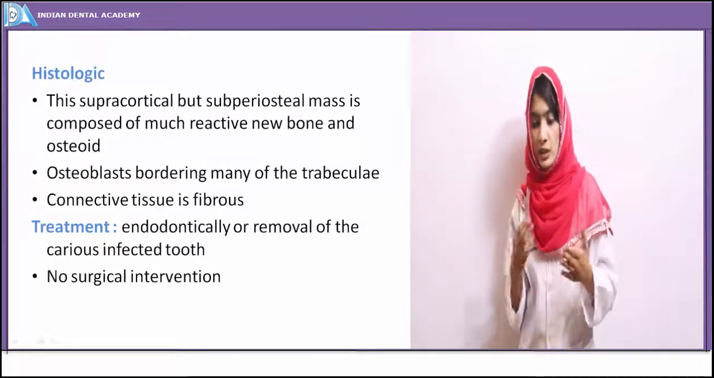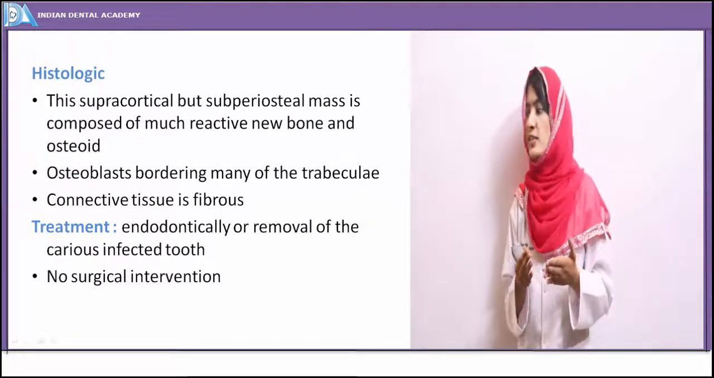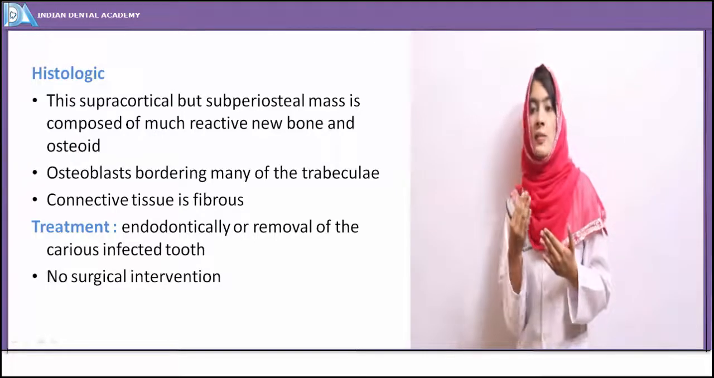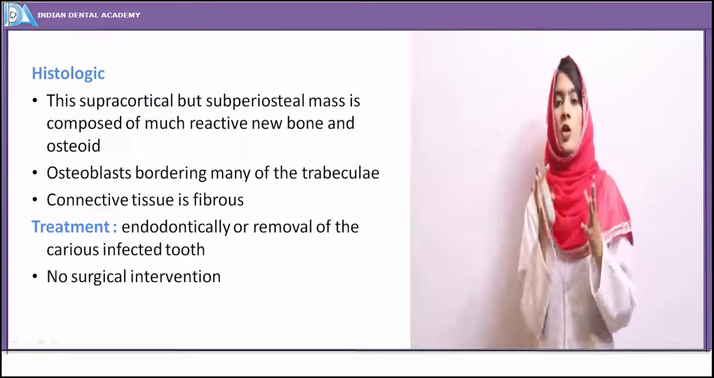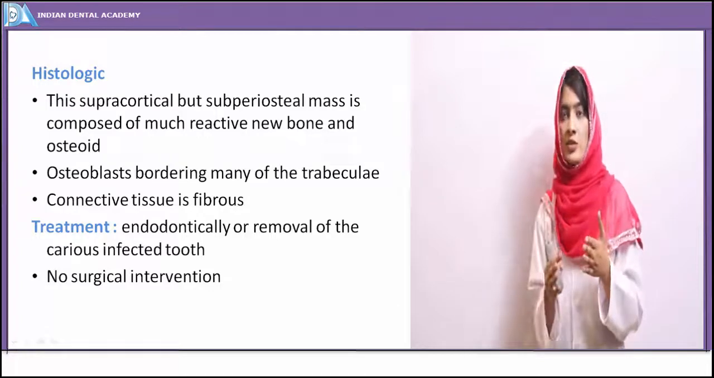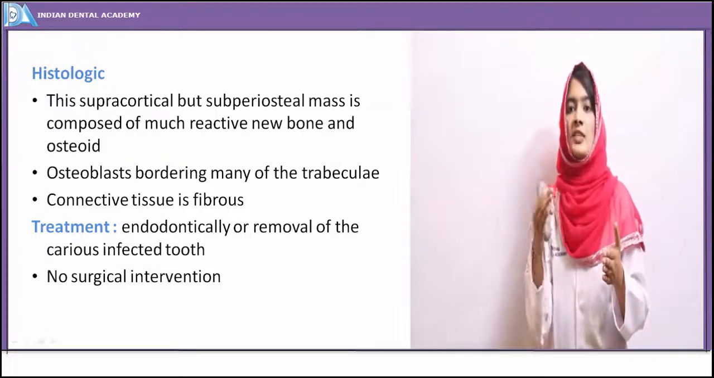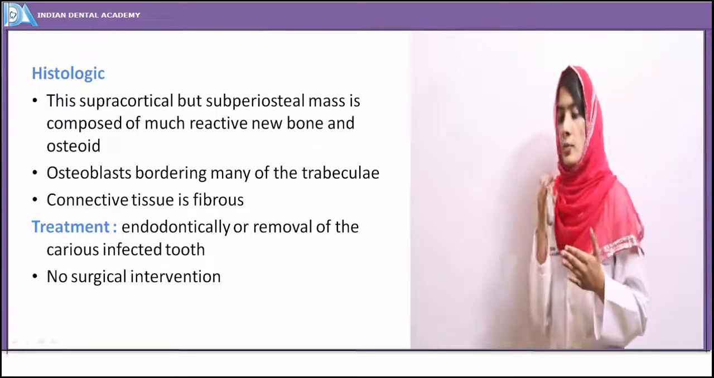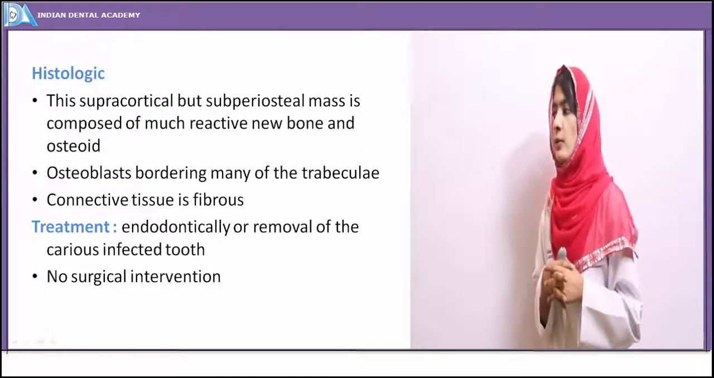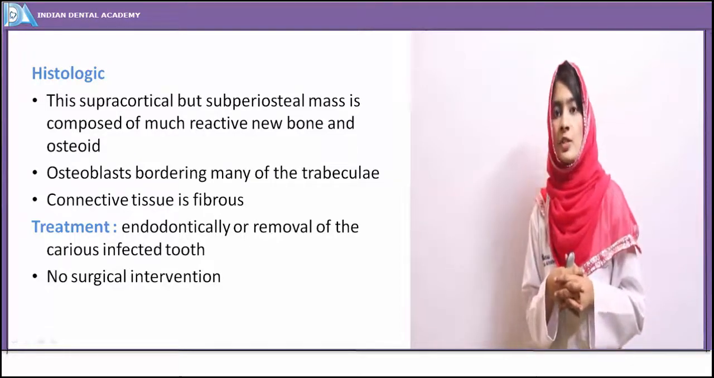Okay. So when you see the microscopic picture of this characteristic subperiosteal mass, it's essentially composed of osteoid deposition because of the reactive bone formation. Osteoblasts are activated, osteoid deposition is there. So many osteoblasts may be bordering the bony trabeculae. The connective tissue is essentially fibrous in nature.